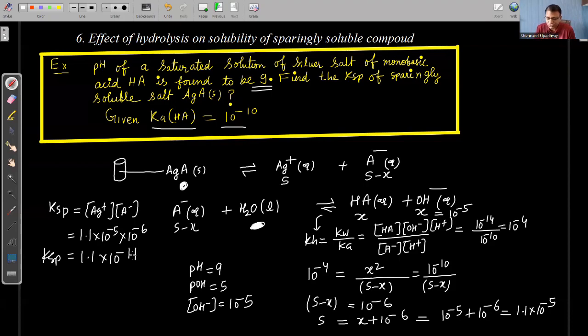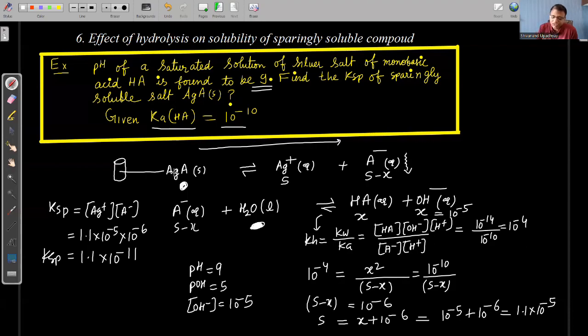So what is the conclusion? If the salt has an anion of a weak acid, and due to hydrolysis of the anion of the weak acid, this anion is going to decrease, then according to Le Chatelier principle, the reaction will move in the forward direction, because of which the solubility of the sparingly soluble compound is going to increase.